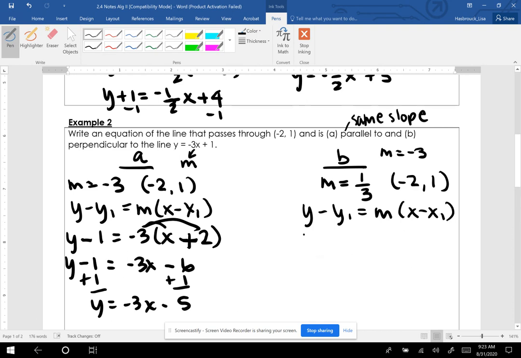Since they gave us a point and a slope, I'm using point-slope form again. And I'm going to substitute. Y minus 1 equals 1/3 times x minus a -2. The minus negative becomes a plus. Now, looking at this problem, if you were to rearrange it, you would end up getting fractions, and it wouldn't be very pretty, so I'm going to go ahead and leave it like that.